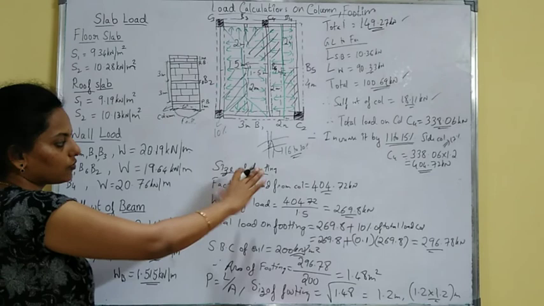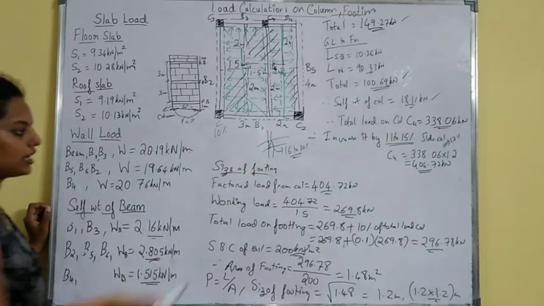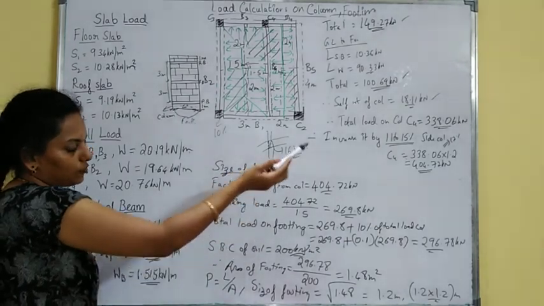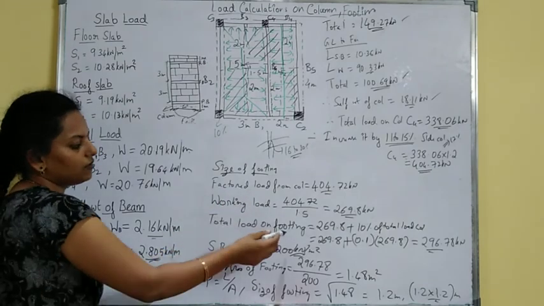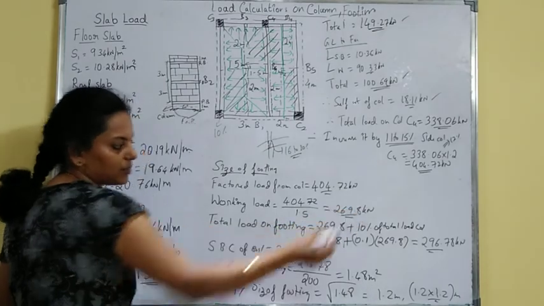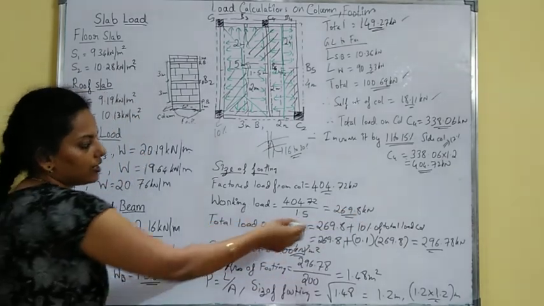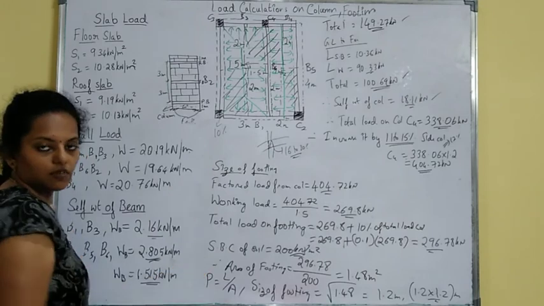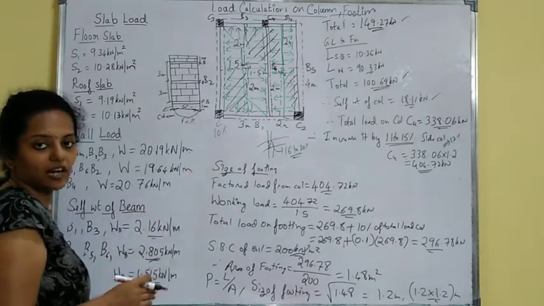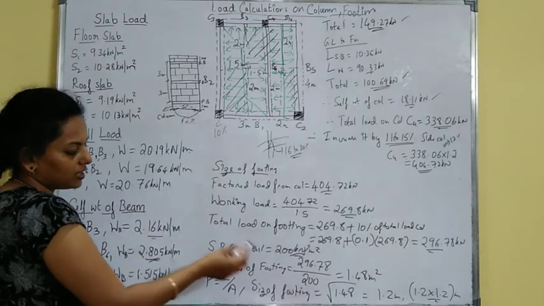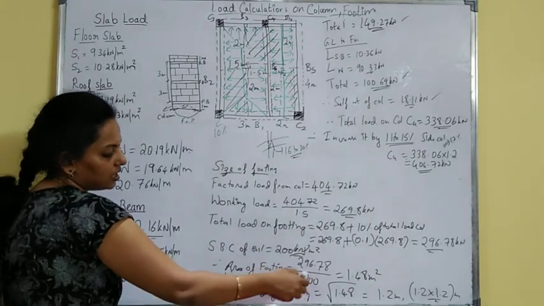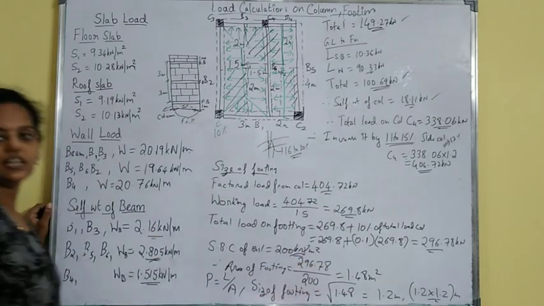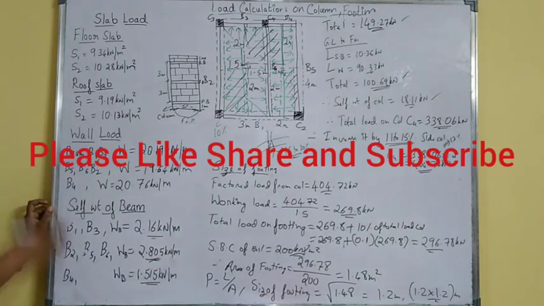Okay, this is how we will calculate the size of footing once you are getting the load from column. So after getting load from column, consider the working load. Then total load of footing, just add 10% of total load, and this is your load. SBC will be known for the different types of soils. After knowing the SBC of the site, then find out the area of footing. Then from that area of footing you can get the size of footing. That's all how to calculate load calculations of column and footing.